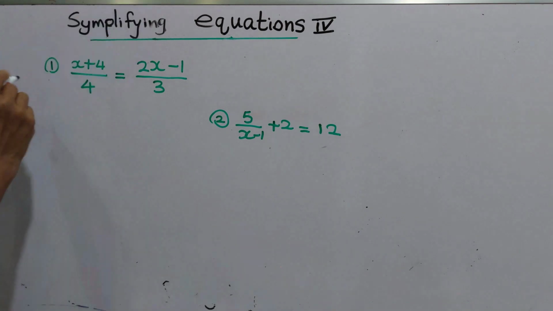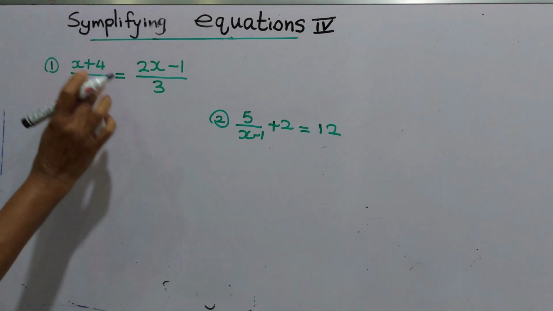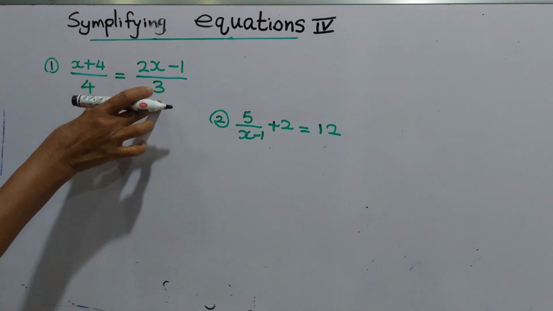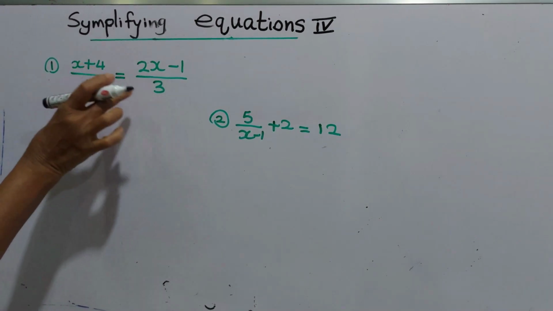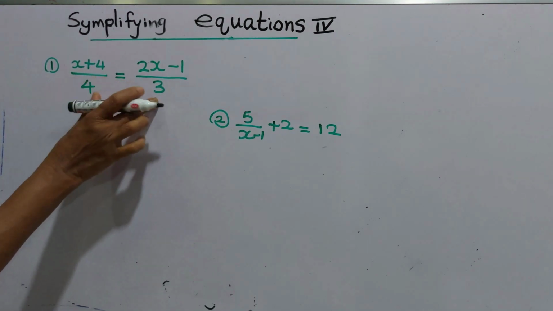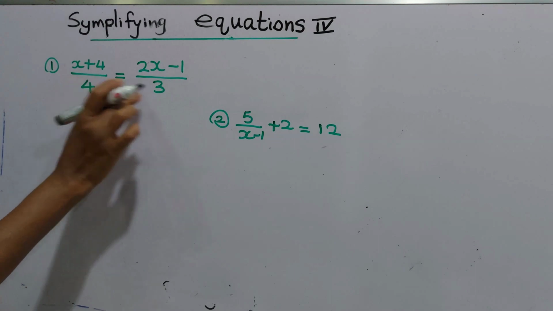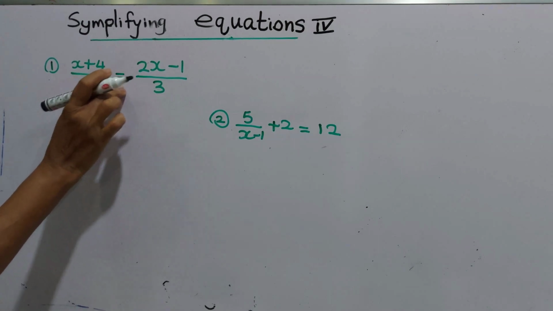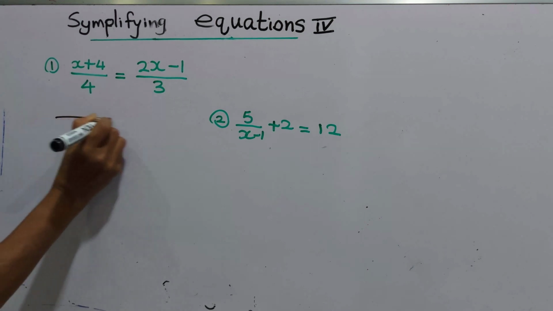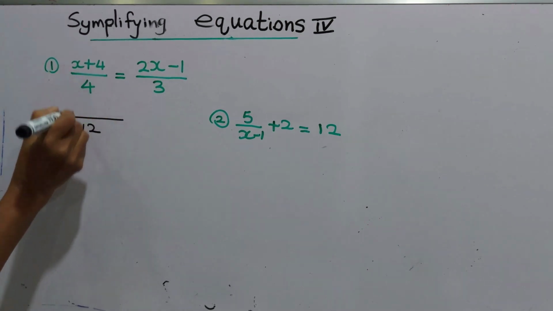Simplifying equations, look at the first sum. In the first sum, there are two denominators. Then we have to find the lowest common denominator of 4 and 3. What is the lowest common denominator of 4 and 3? That means 4 into 3. That is 12.